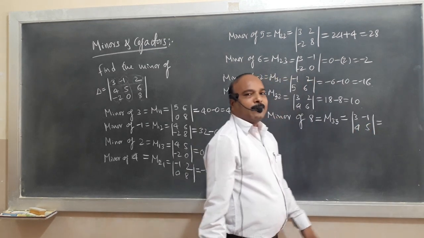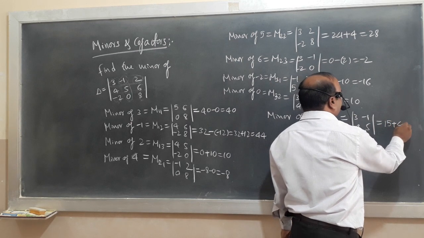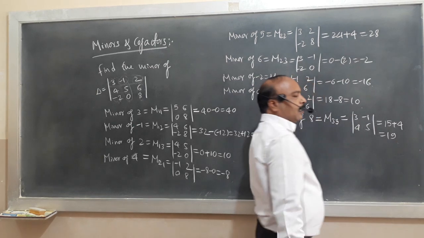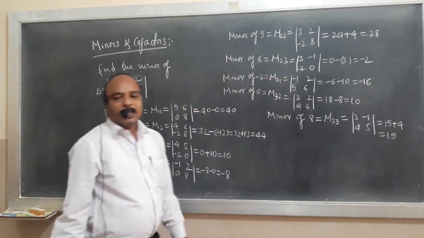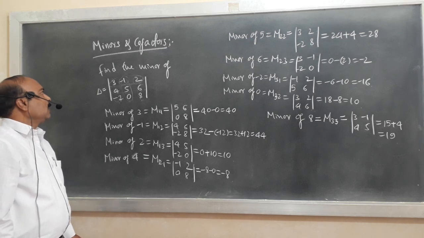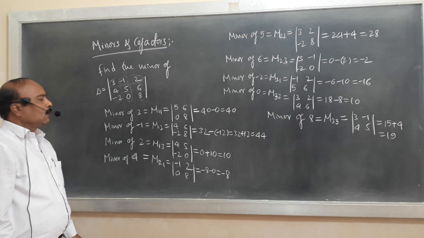We write the determinant as 3 minus 1, 4 5. Now simplifying this, we get 3 5s are 15 plus 4, minus into minus is plus, so it is equal to 19. So these are the minors of the given determinant of a given square matrix. Like that, we can use the result for calculating the minors.